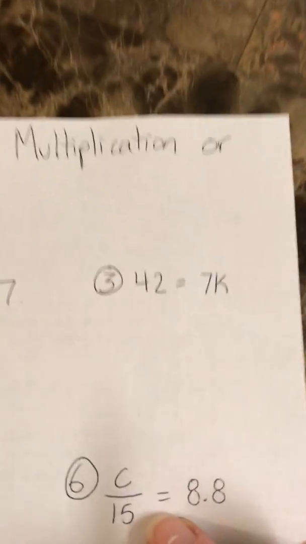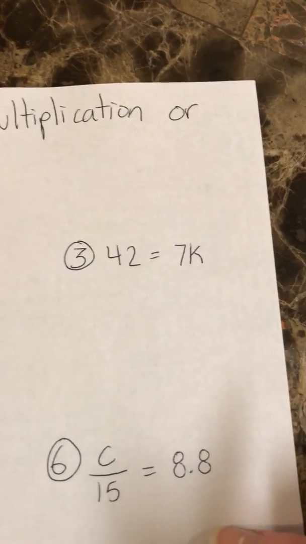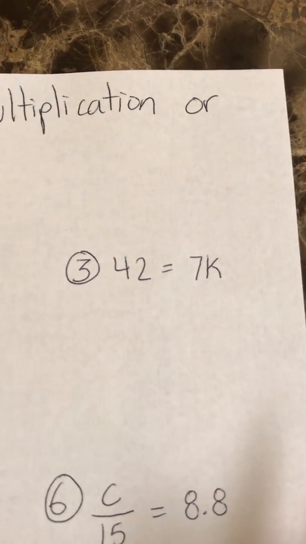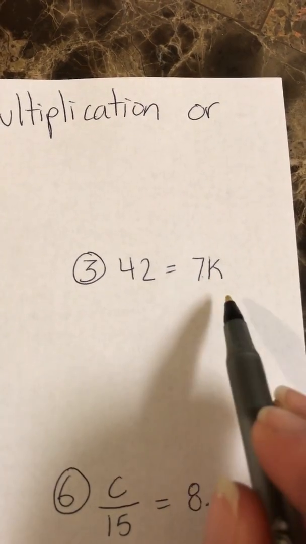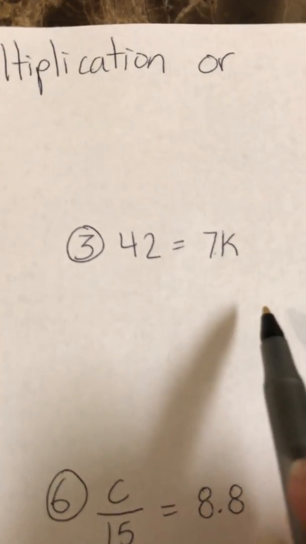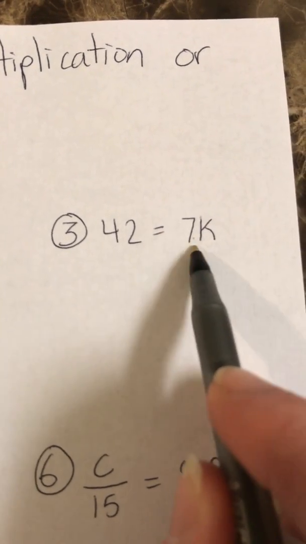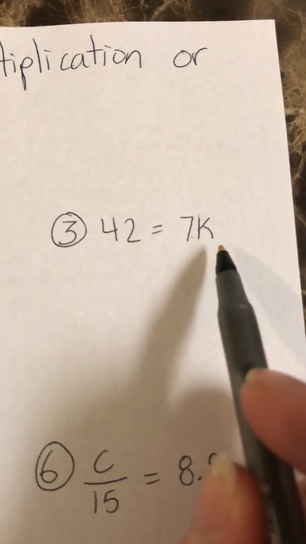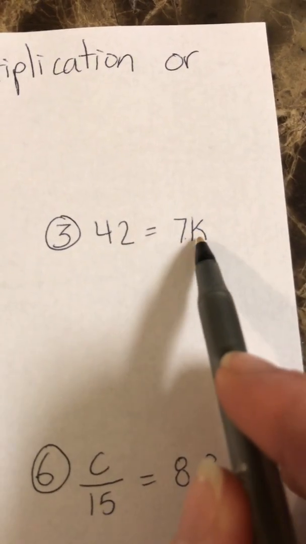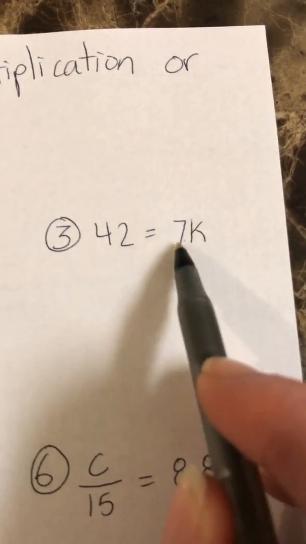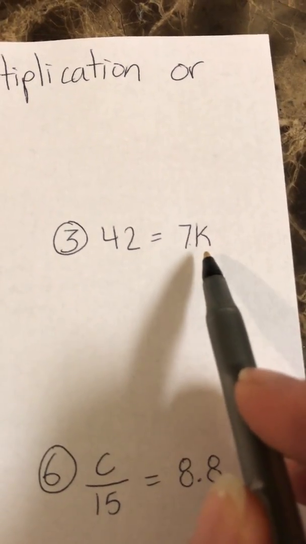All right, now we're going to move on to number 3. Number 3 says 42 equals 7k. When I have a number and a letter stuck right beside each other, does that mean multiplication or division? That means multiplication. When you see two things stuck right up next to each other, it means multiplication. If we were using a number, we'd have to use parentheses, but when they use a variable, like a letter, they can just put it right next to it, and that means multiplication.